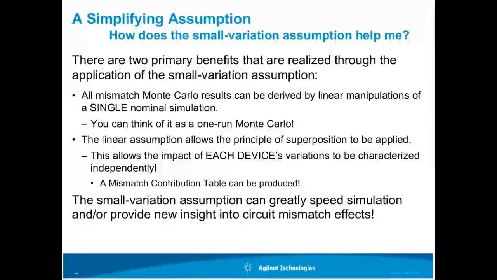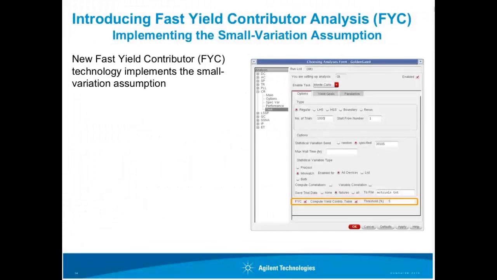So the bottom line for these two benefits is that you're going to have greatly sped up simulations, at least in the case of harmonic balance simulations, and you're going to have additional insight into the mismatch effects of your circuit. So we're going to introduce a new technology called fast yield contributor analysis. And this is important because it implements this small variation assumption that we've been talking about.